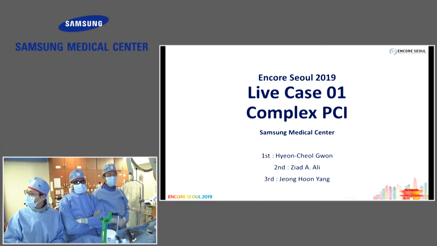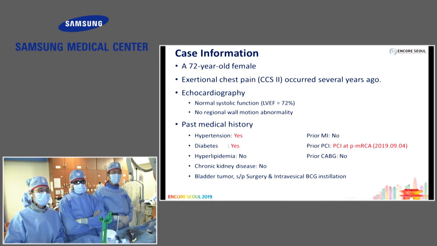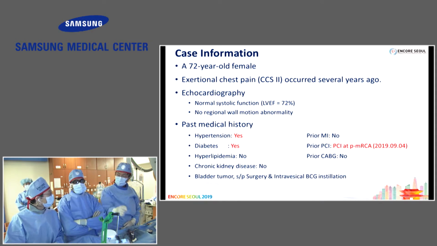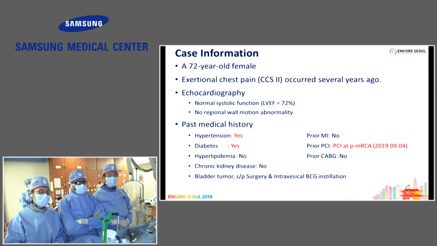Next slide. I'd like to introduce today's case. A 72-year-old female visited another hospital with exertional chest pain several years ago, and she received a coronary angiogram. She had coronary vessel disease and was transferred to our hospital for a second opinion. Her echocardiogram showed normal systolic function without any regional wall motion abnormality. She had a history of hypertension and diabetes.